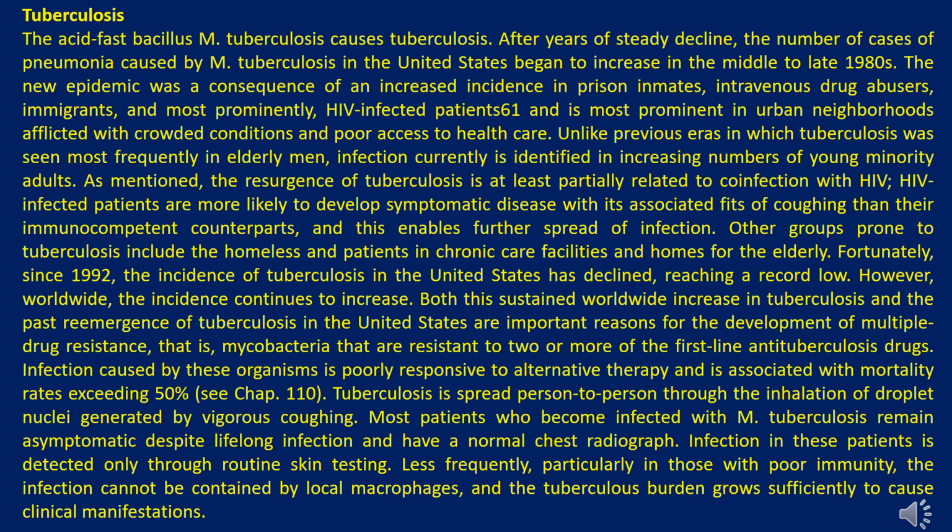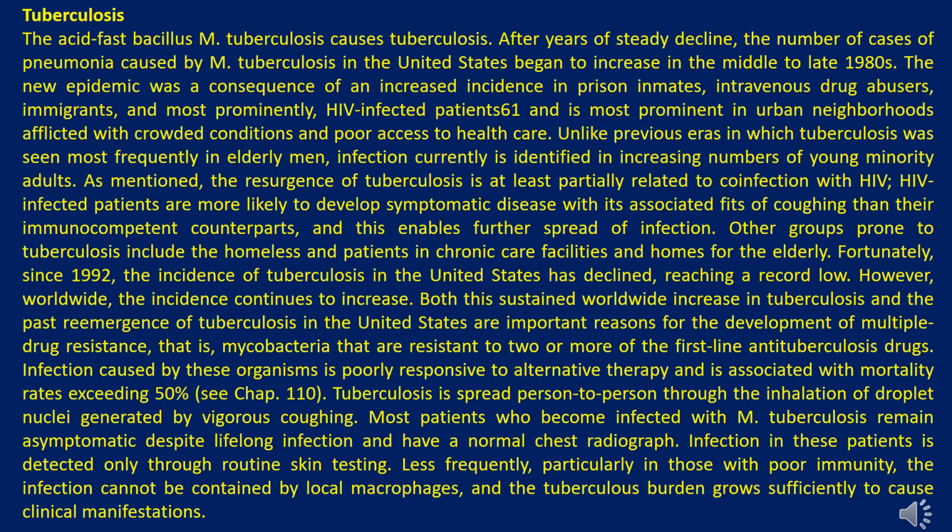Infection caused by these organisms is poorly responsive to alternative therapy and is associated with mortality rates exceeding 50%. See Chapter 110. Tuberculosis is spread person to person through the inhalation of droplet nuclei generated by vigorous coughing. Most patients who become infected with Mycobacterium tuberculosis remain asymptomatic despite lifelong infection and have a normal chest radiograph. Infection in these patients is detected only through routine skin testing.